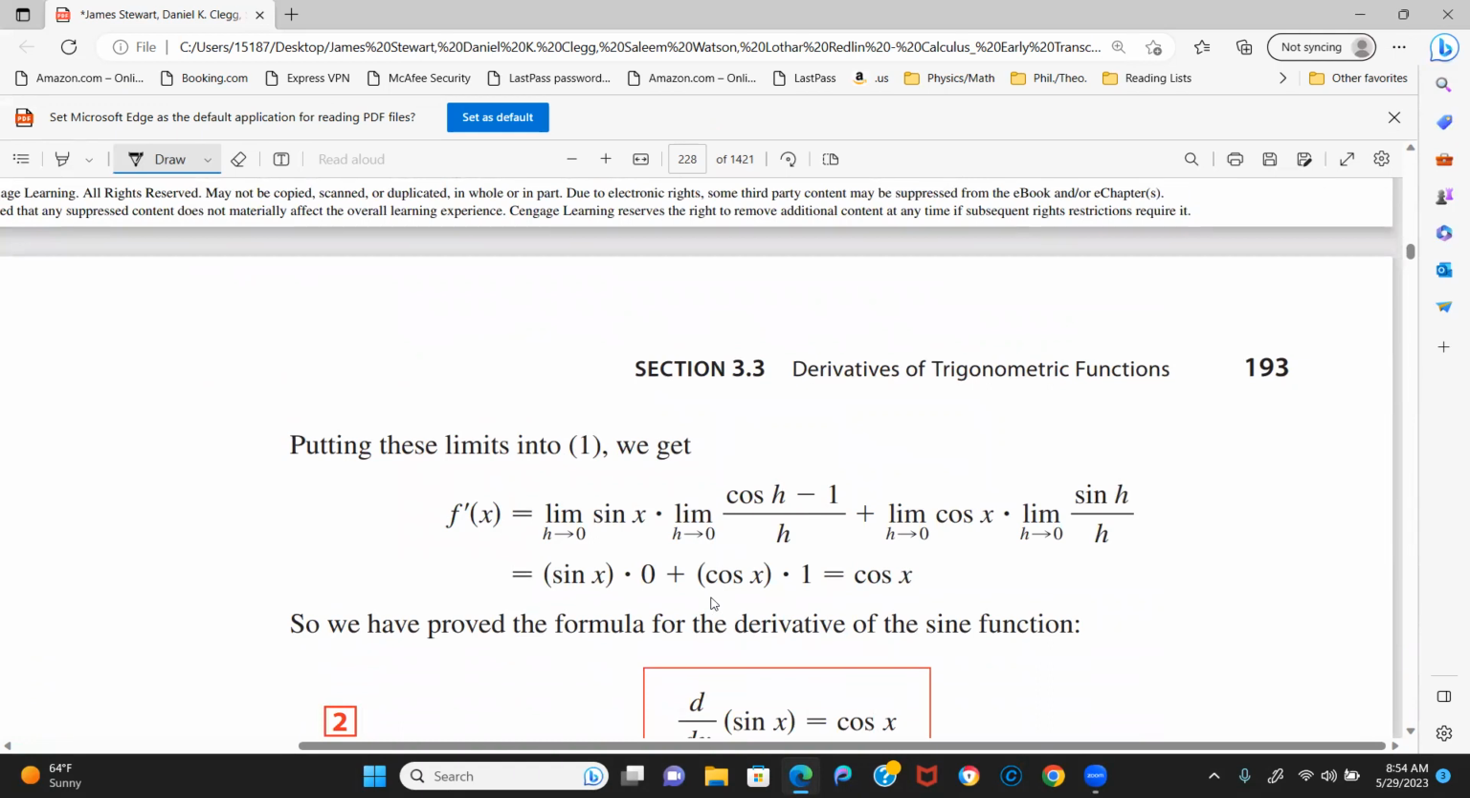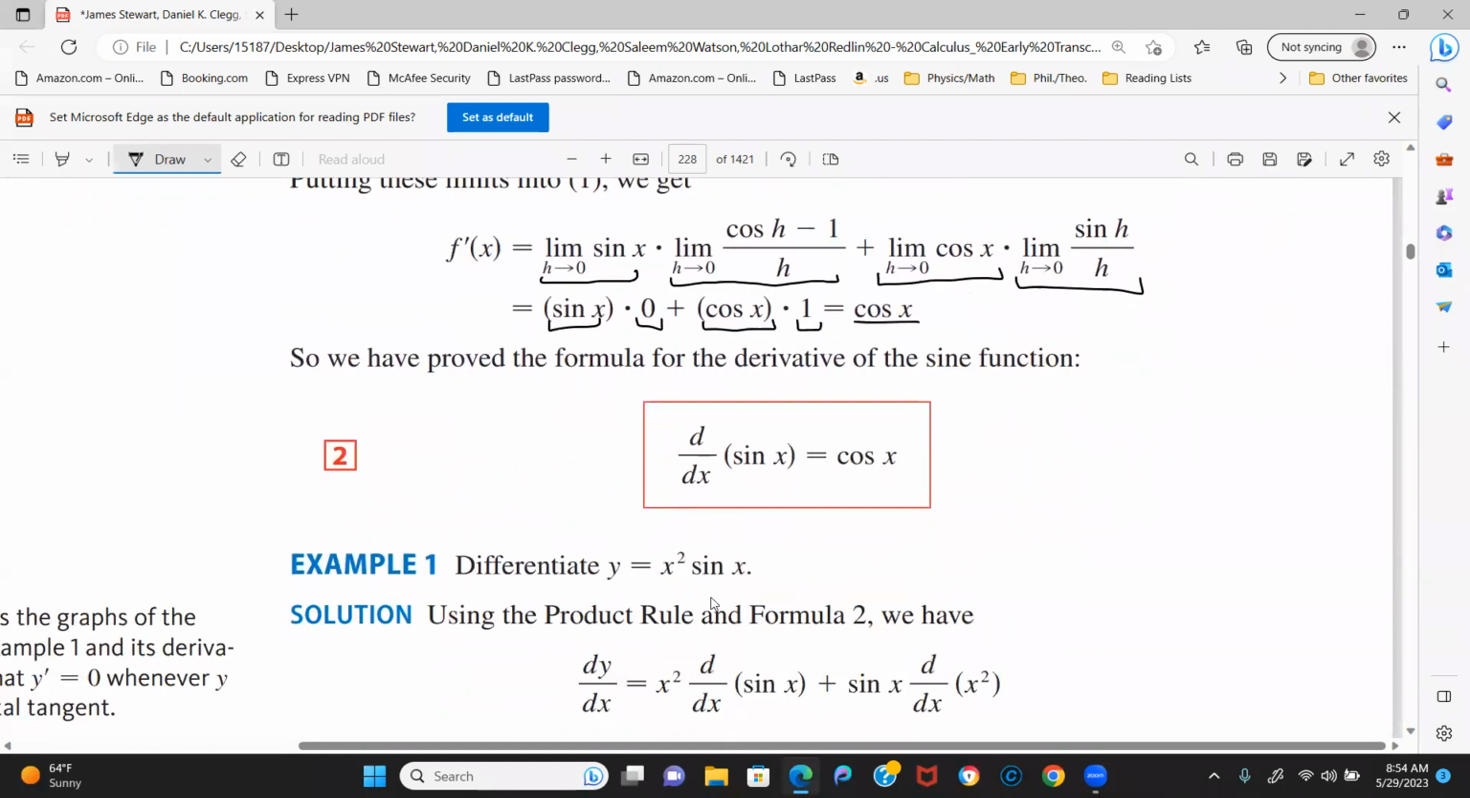Yeah, so here we go. Putting all these things together, the limit of a constant is just the constant. We're assuming that this is 0, and in fact it is 0. We're going to prove it. So we have 0 here, and then this limit right here is 1, so that's why we have this 1, and then the limit of this constant right here is just this constant right here. So overall we get cosine x.